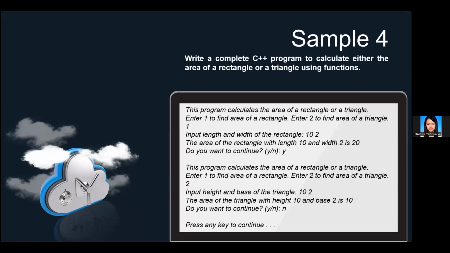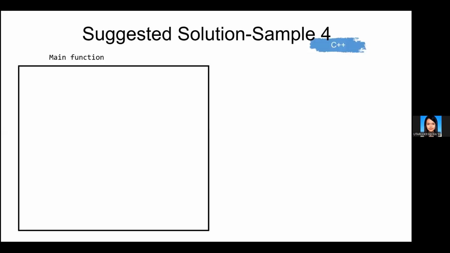All right, so now we have a few things to do, right? We need to ask the user which one do you want to calculate. Is it a triangle or is it a rectangle? After that, once they're done, you ask again, do you want to continue or not? So we try to discuss the idea first.